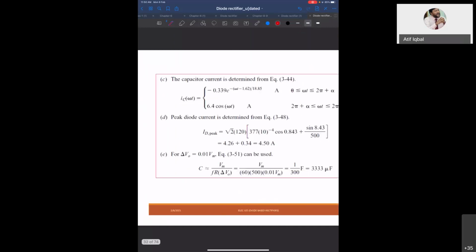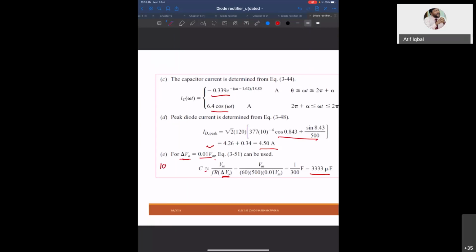So, the ripple and the capacitor current, you directly put all the values in the expression. Then the peak diode current, you put in the expression and you get the value. And then the last part, when the ripple is 1% of Vm, you put the value here and you get the value of the capacitor. So to keep 1%, this is the value.